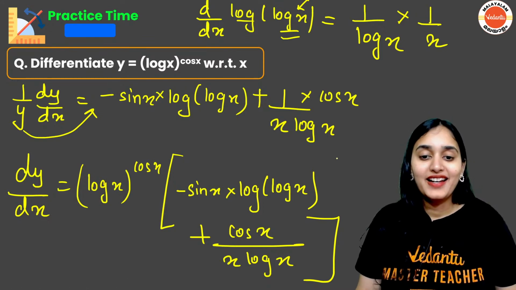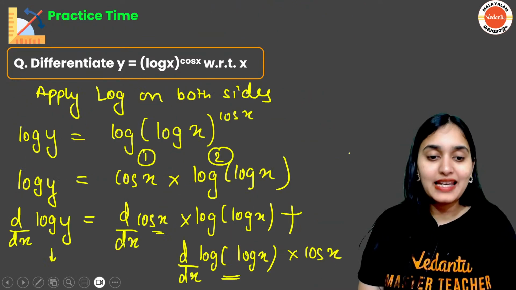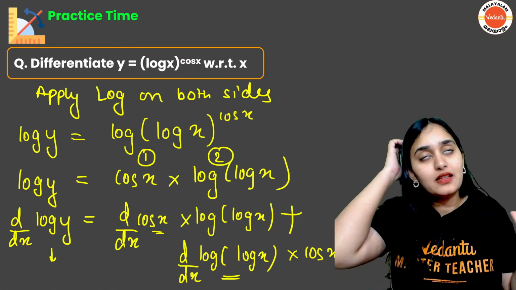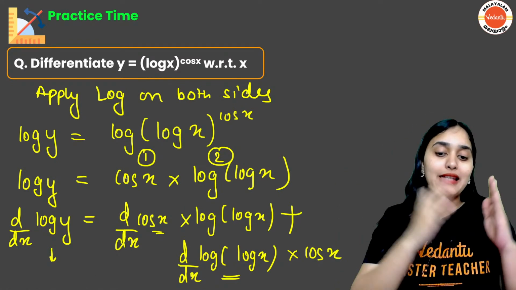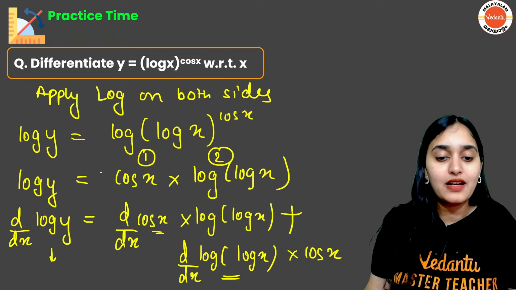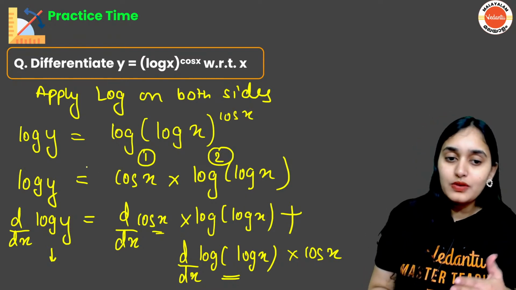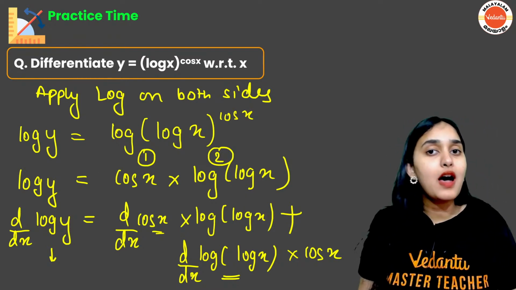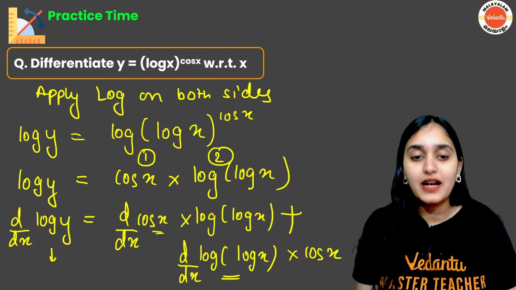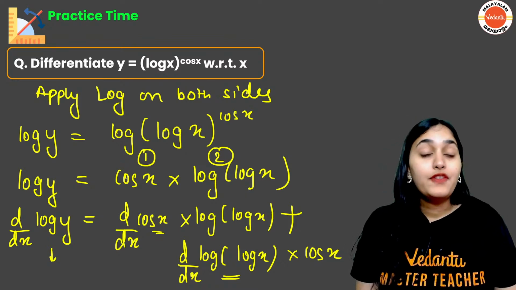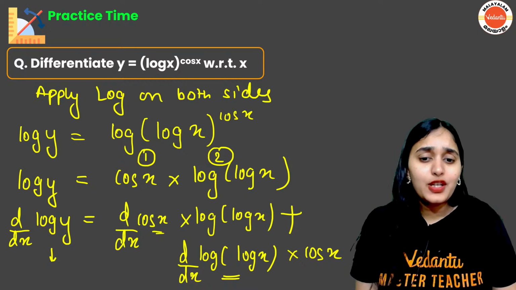Oh my God, it looks very, very lengthy. See, this question is very easy. It's just that you should know how to differentiate step by step using the chain rule and the product rule. You should know how to differentiate these types of functions. If you know that, then it is very easy for you, right?